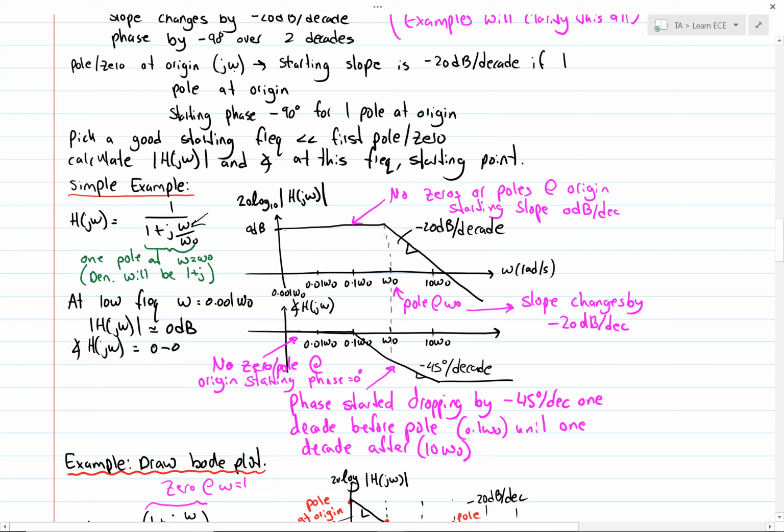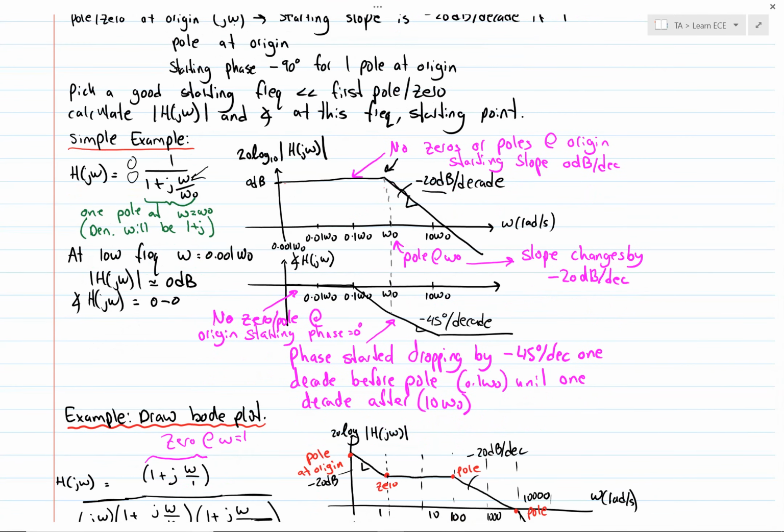So I have a pole at omega naught, so I'm going to go a few decades below it. I'm going to start at 0.001 omega naught. And my slope is 0 dB per decade to start with, because I don't have any poles or zeros at the origin, which would have been here. And then when I hit omega naught, my slope changes by minus 20 dB per decade, which you can see here. So now I am going down at minus 20 dB per decade. Okay. And that's it. There's only 1 pole, so that's the only thing that happens to the magnitude response.